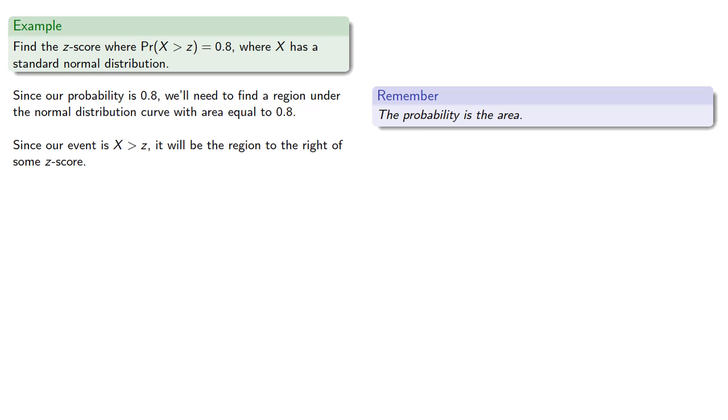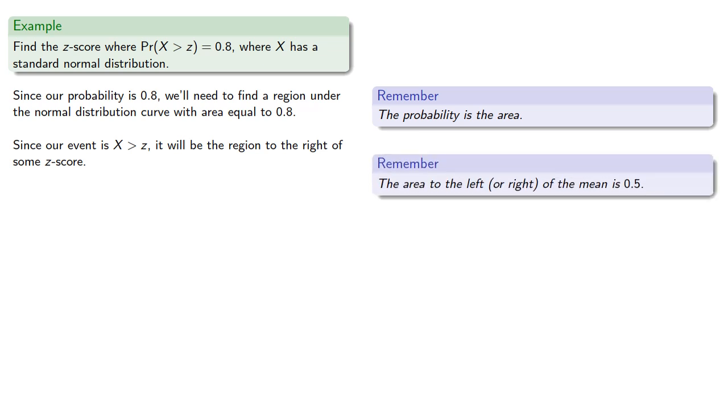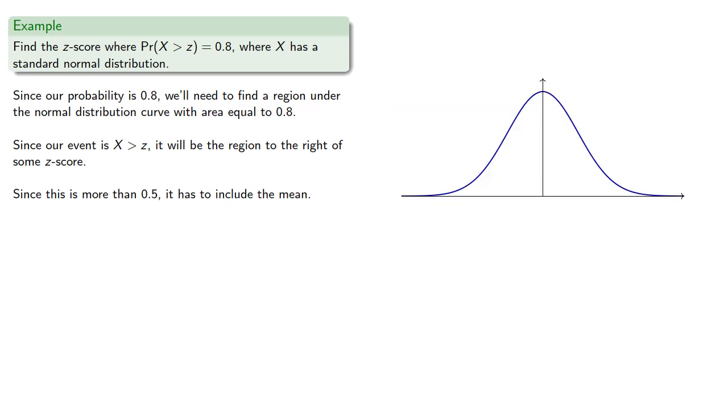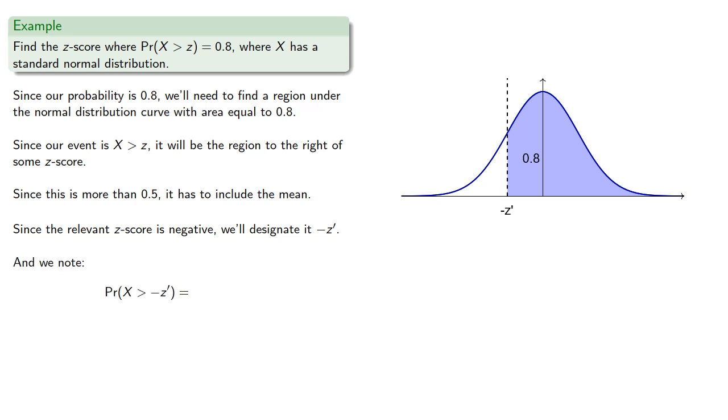So the other important thing to keep in mind is the area to the left or right of the mean is 0.5. And since the probability we want is greater than 0.5, then our region has to include the mean. Now, the expression we use for the relevant z-score is not important, but since the relevant z-score is going to be negative, we'll designate it as negative z prime, and we note that the probability that we want is going to be the probability that x is greater than this negative z prime.